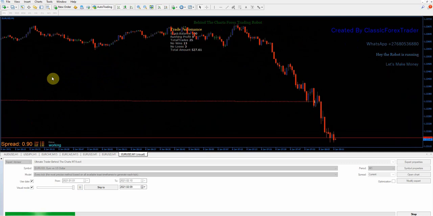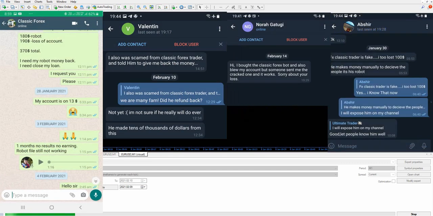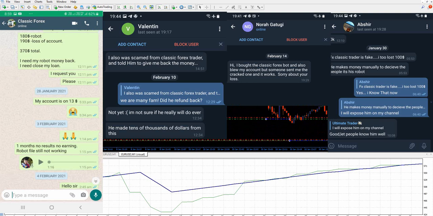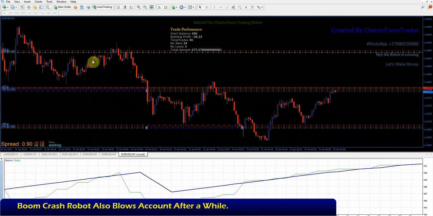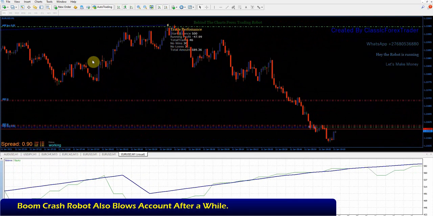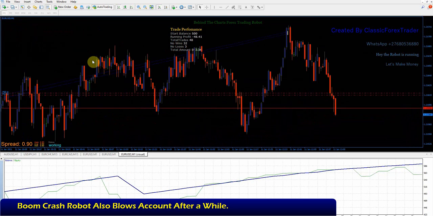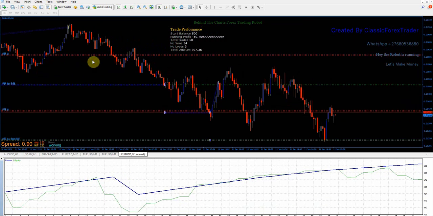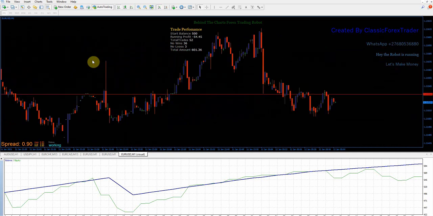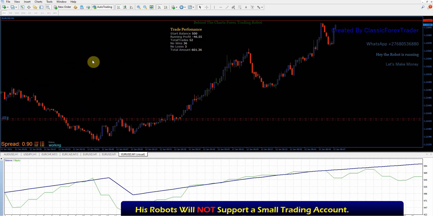I am not the only one complaining. 10 plus of my subscribers also bought the robot with the hope of making profit using a small trading account of $200 capital and below, only to lose it all within a few hours of trading. Even his new boom crash expert advisor is not recommended for small trading accounts, like he claims and highly advertises, and recommends to small scale traders. All his talking robots will easily blow your $200 account. They are not made for small trading accounts.